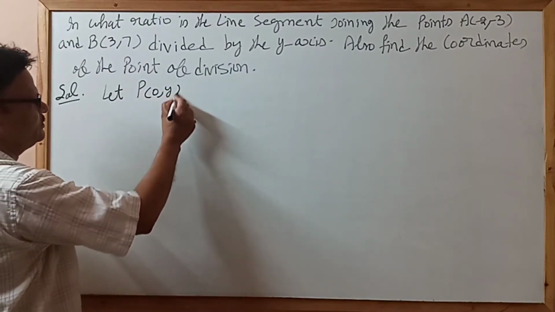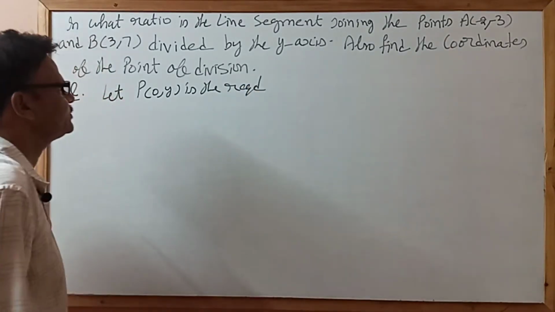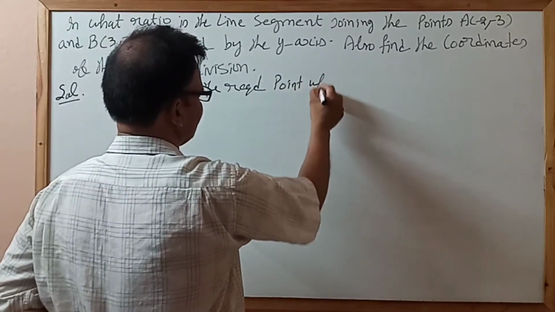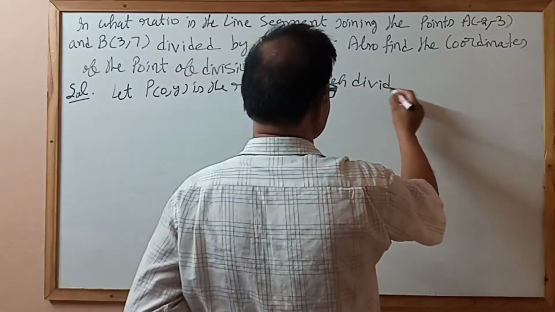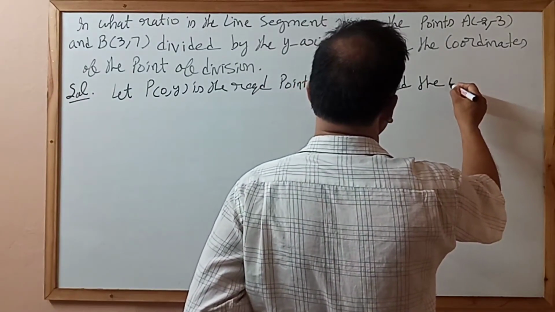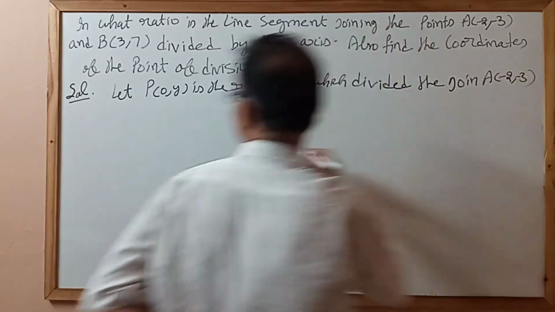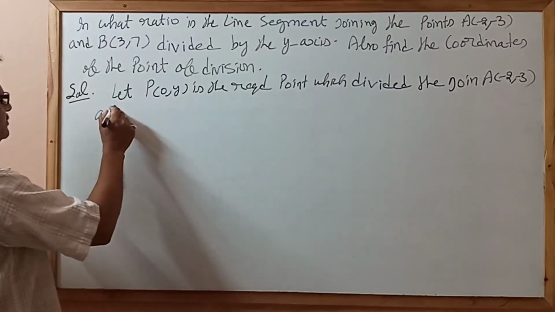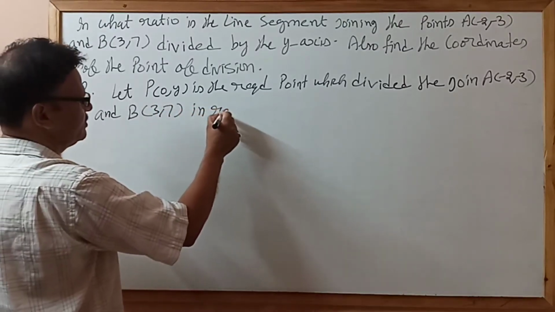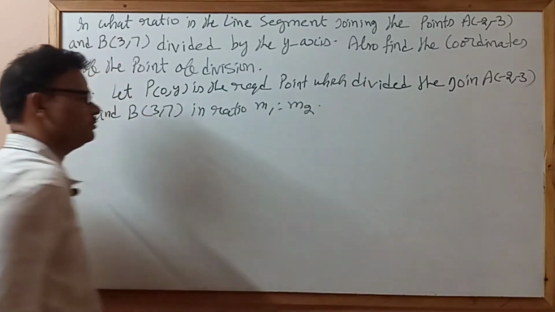0, y is the required point which divides the line joining A(-2, -3) and B(3, 7) in the ratio m1 ratio m2.